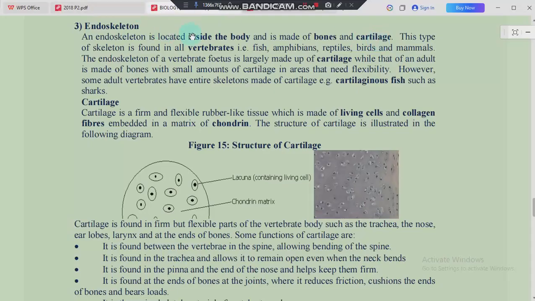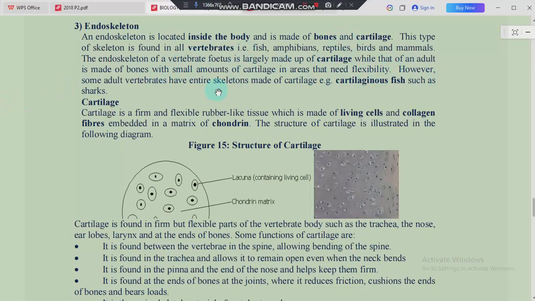So when we talk about endoskeletons, these usually have bones and cartilage. So this type of skeleton is found in vertebrates. So when we talk about vertebrates, we'll be talking about fish, amphibians, reptiles, birds, and mammals. So the endoskeleton of a vertebrate fetus is largely made up of cartilage, while that of an adult is made up of bones with small amounts of cartilage. So this cartilage is needed in areas where there is need for flexibility.